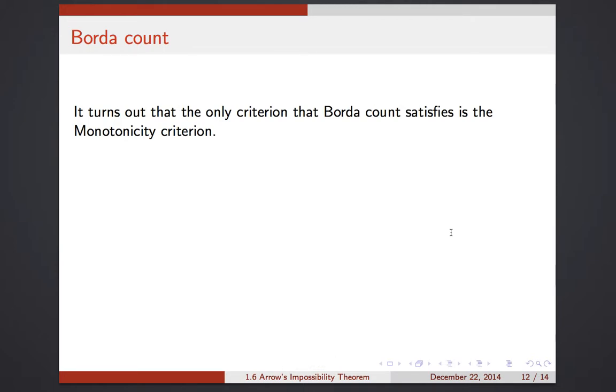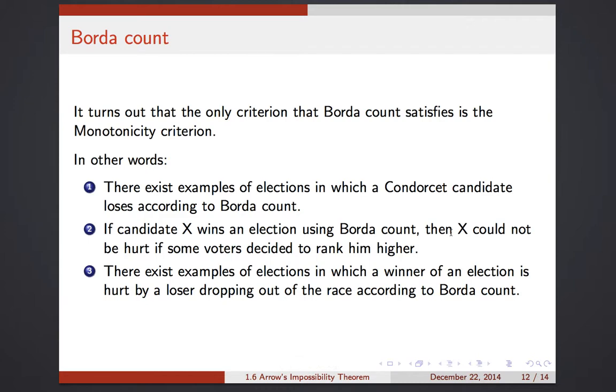So it turns out that actually the only criterion that Borda satisfies is the monotonicity criterion. So it violates the Condorcet condition, which means that you can find examples of elections in which a Condorcet candidate loses using Borda count. And you can find examples of elections in which a winner is hurt by a loser dropping out. Both of those bad things can happen.